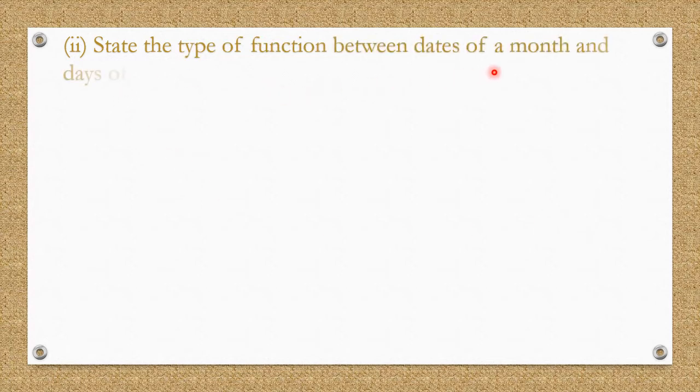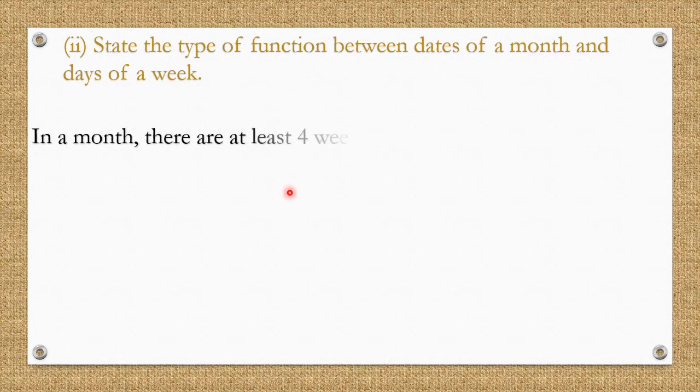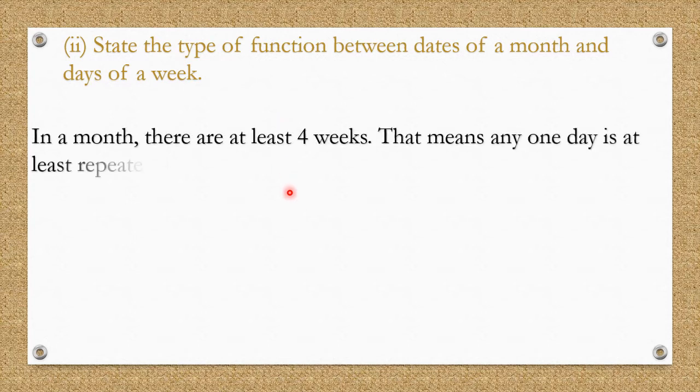The last illustration, the last question for this: state the type of function between dates of a month and days of a week. Dates of a month is the domain, days of a week is the codomain. Now as you can see here, you take any date of a month, 1, 2, 3, 4, 5, 6 up to 28 or 29 or 30 or 31, and then put them in front of the days of a week, Monday, Tuesday, Wednesday, Thursday, Friday, Saturday and Sunday. For example, if you start with the first date as a Sunday, then the 8th date will again be a Sunday, the 15th date will again be a Sunday, the 22nd date will again be a Sunday, and the 29th will also be a Sunday. That means 5 of your dates are getting the same answer as a day, that is Sunday.